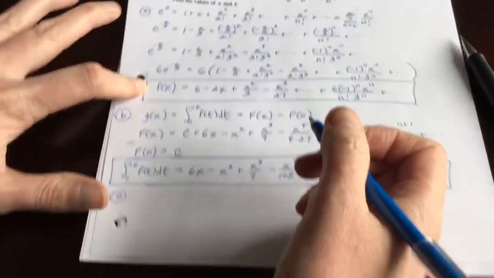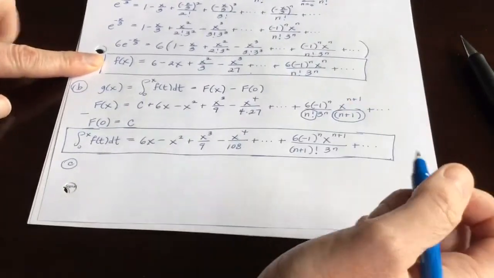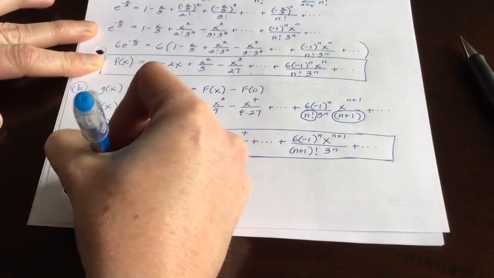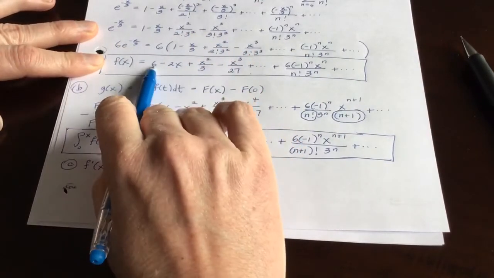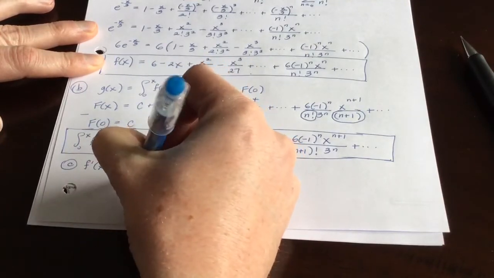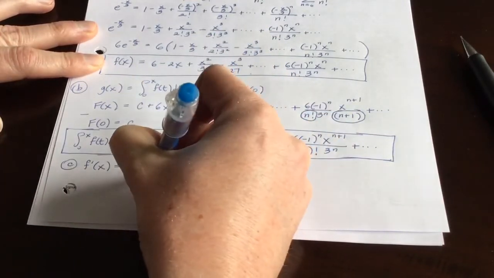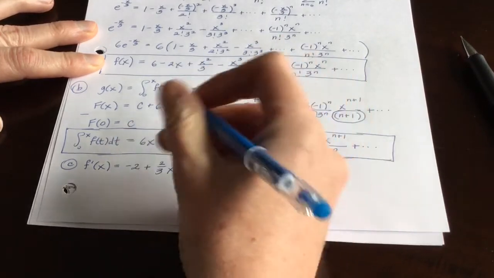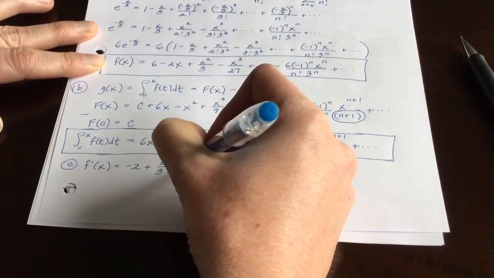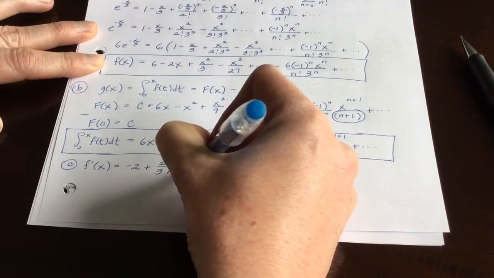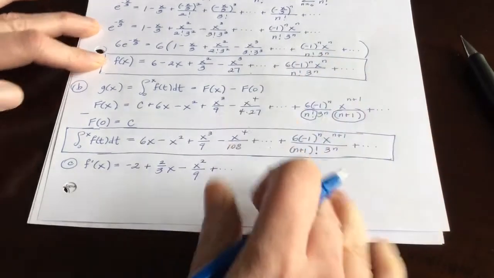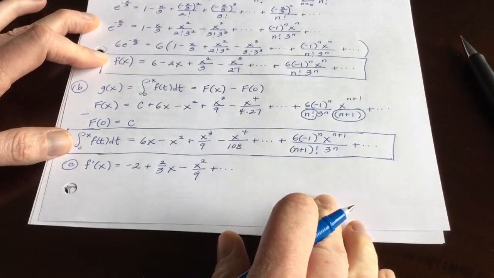So if this is f right here, then what would f prime of x be? Well, the derivative of 6 is 0. The derivative of negative 2x is negative 2. Let's see, the derivative would be 2/3 x minus x squared over 9, and so on. And we won't need the general term for this part.